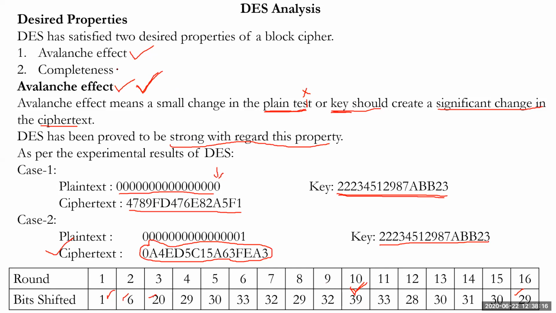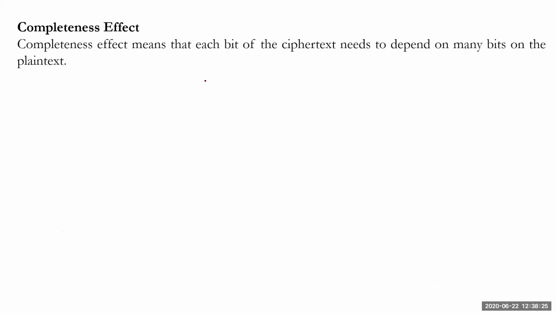Then coming to the second one, completeness. What exactly is this? The completeness effect means that each bit of the ciphertext needs to depend on many bits of the plaintext. If you take one bit of ciphertext, that one bit comes from many bits of the plaintext. That is what completeness means.